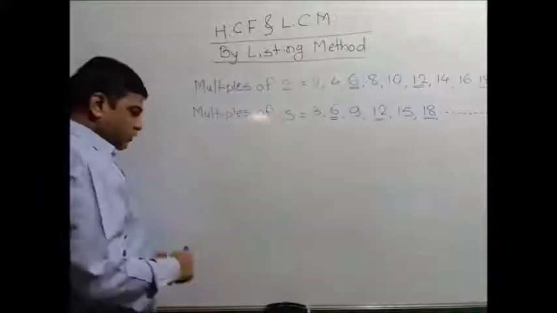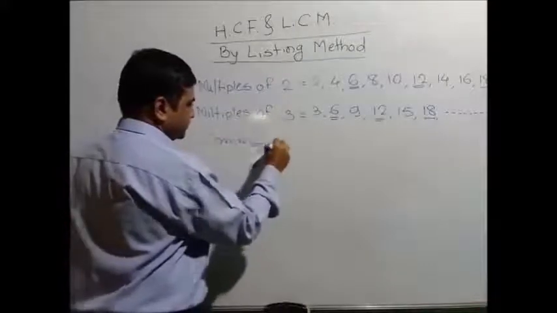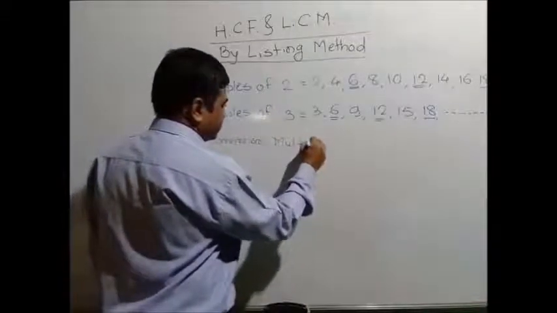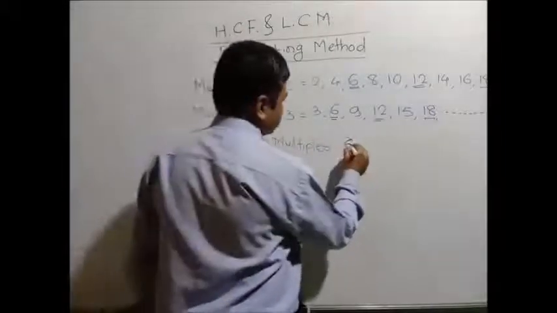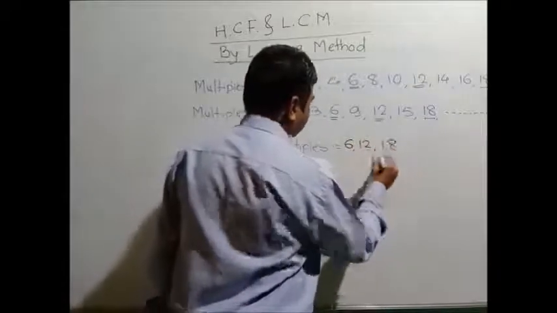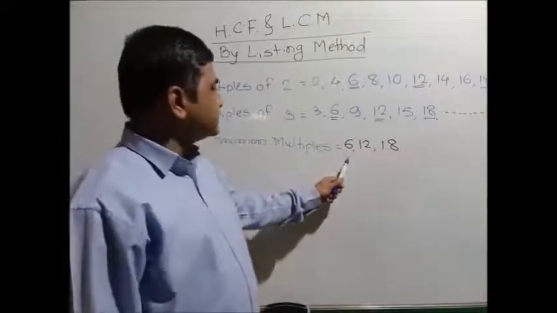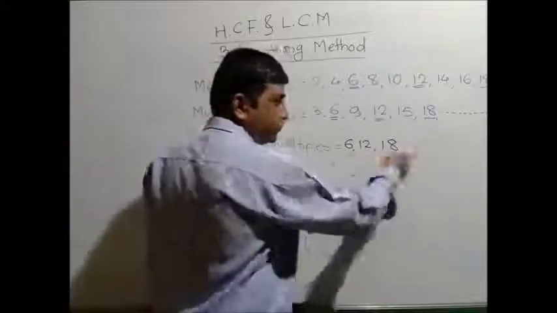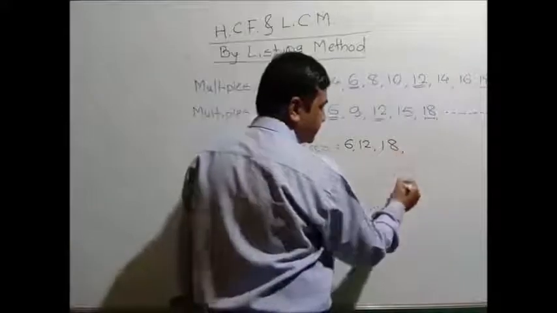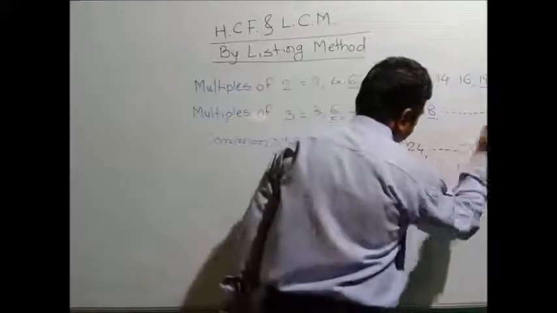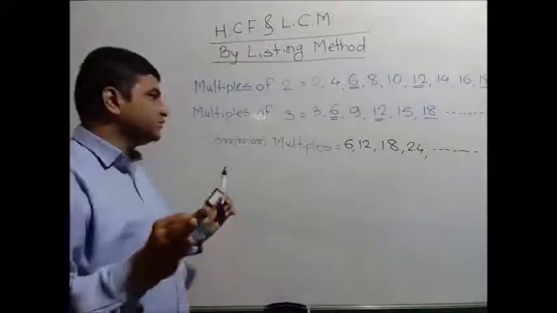So if I jot down all the common multiples of 2 and 3, what will the common multiples be? Well, the common multiples we have underlined are 6, 12, and 18. And now you can see that this is the multiplication table of 6: 6, 12, 18. What will be the next? 24, and so on. So these common multiples are also infinite. There are many common multiples.